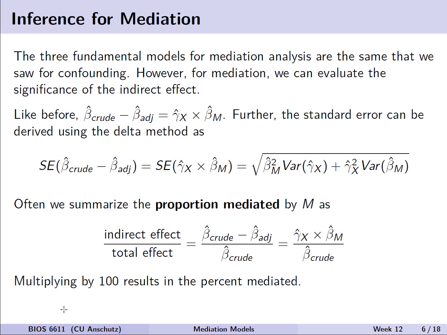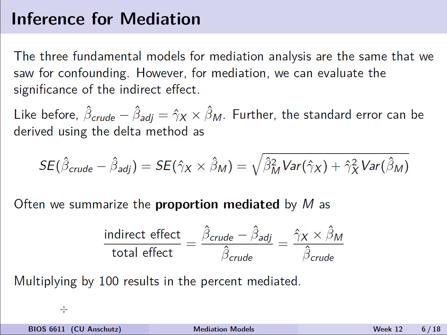When working in the context of mediation, we're generally interested in doing some form of inference. And using those three fundamental models for mediation analysis on the previous slide, we can draw that direct connection again to those three models we specified for confounding. However, here we actually do want to derive things like confidence intervals, standard error estimates, and p-values to use in interpreting the potential effect of mediation. For example, the mediated effect through that indirect pathway.